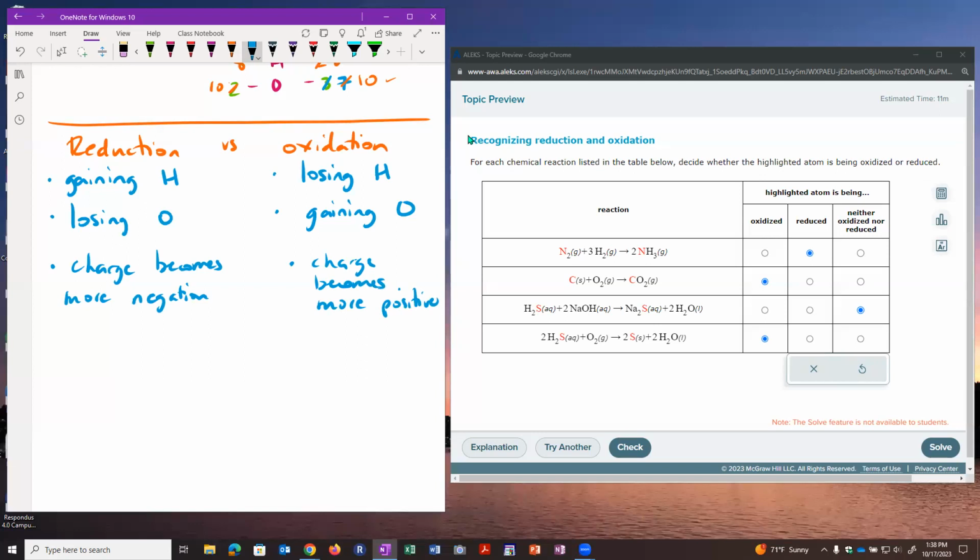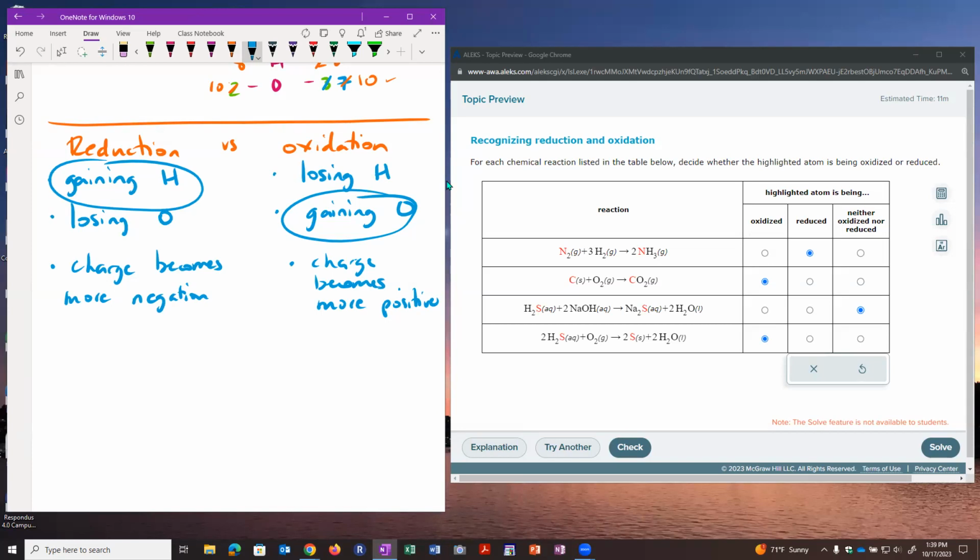So in the first one here, we can see the nitrogen starts off on its own, and then at the end, it has hydrogen added to it. So this nitrogen here has gained hydrogen, right? Didn't have any H to begin with, had H's at the end. Gaining hydrogen would be reduction. The carbon here in the second one is on its own. According to this reaction, it ends up with oxygen attached to it. So this has gained oxygen. That would be an example of oxidation.